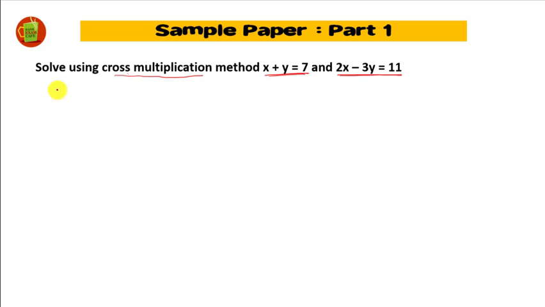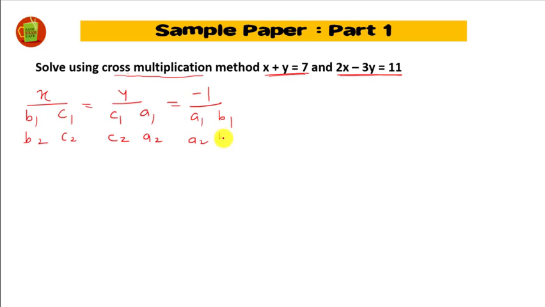To solve by the cross multiplication method, we write x upon b1 b2 c1 c2, which is equal to y upon c1 c2 a1 a2, which is equal to minus 1 upon a1 a2 b1 b2. So here we just put the values of a1, a2, b1, b2 and c1, c2. So it will be x upon b1 b2. It means b1 is 1 here and b2 is minus 3, so it will be 1 and minus 3.